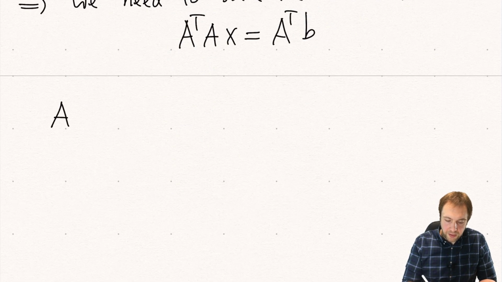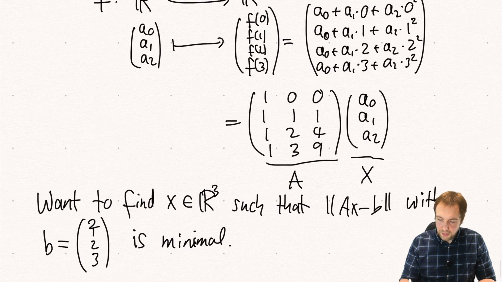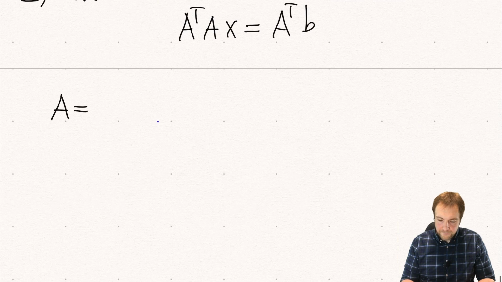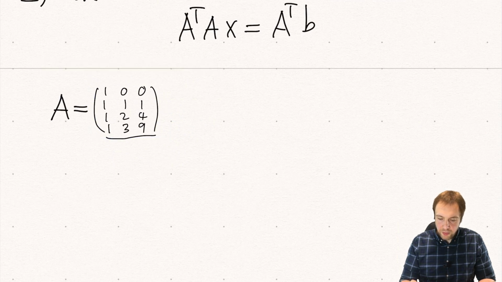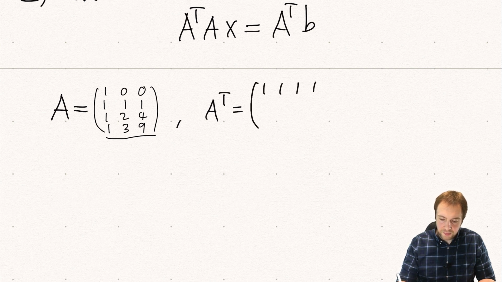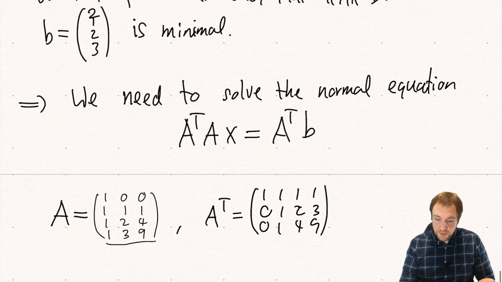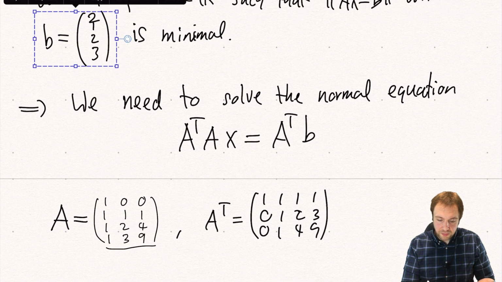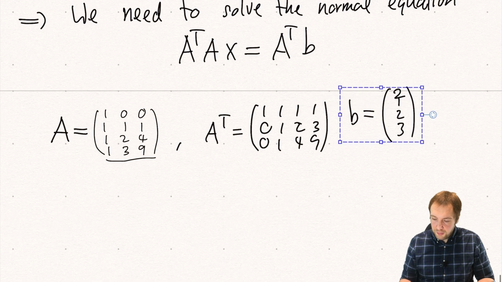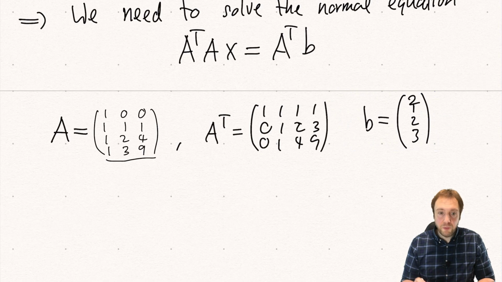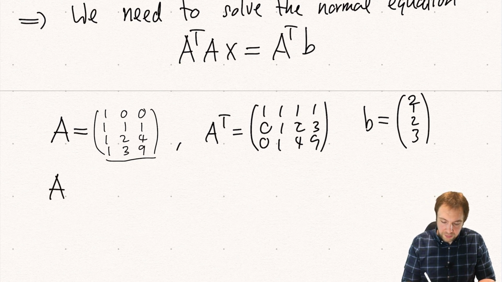So A, well, here I will steal A. If this is A, what is A transpose? Well, A transpose means we change rows and columns. So this is 1, 1, 1, 1, 0, 1, 2, 3, 0, 1, 4, 9. And what is b? b is this vector here. And therefore we can also calculate A transpose b, and we also can calculate A transpose A.